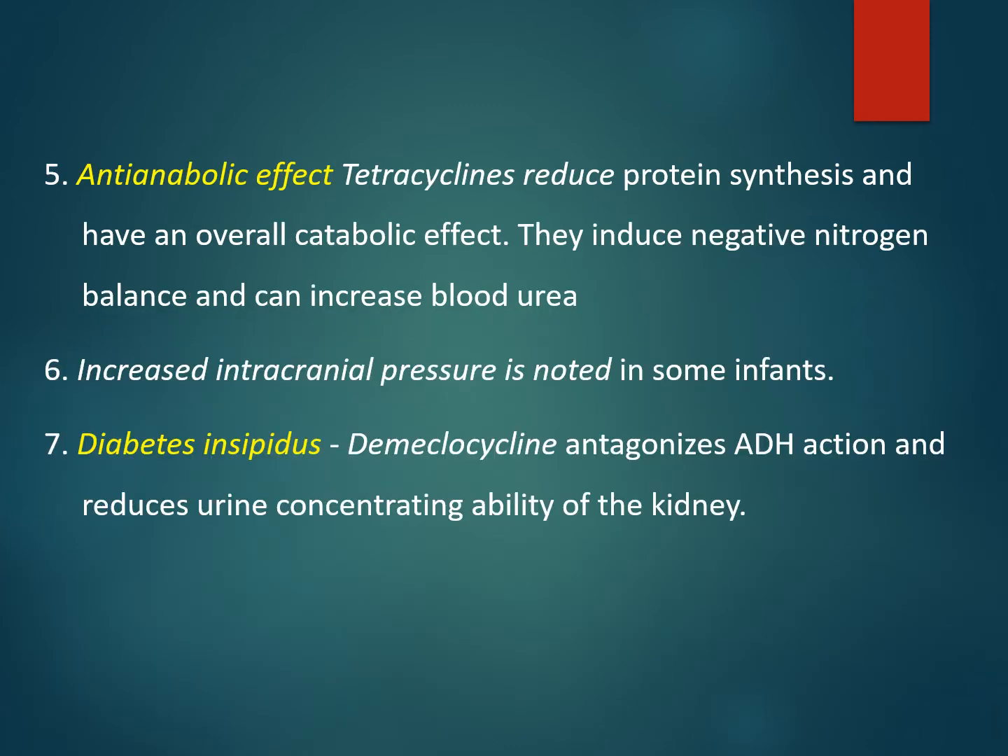So anti-anabolic effect: tetracycline reduces protein synthesis, has an overall catabolic effect. They induce negative nitrogen balance, can increase blood urea, and very rarely increased intracranial tension is noted in some infants. When it comes to diabetes insipidus, demeclocycline antagonizes ADH action and reduces the urine concentrating ability of the kidney. So, in case of diabetes insipidus, demeclocycline can be used because it reduces the urine concentrating ability. So, coming to the next slide.